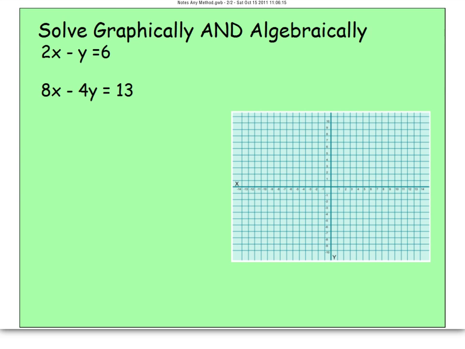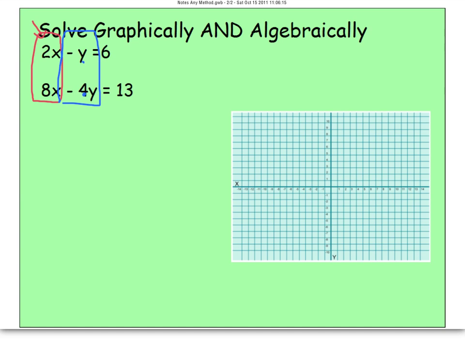If you chose linear combination, we could either get rid of the x's, make them both 1 and 8 and 1 and negative 8. So what I would probably do if I did that, I would multiply this by negative 4. That would make it a negative 8 and positive 8 down here. Or I could get rid of the y's. I could make them both 4s. This is already a negative 4, so I'd probably multiply this by a negative 4 itself to make it a positive 4. Okay. Or I could do substitution.